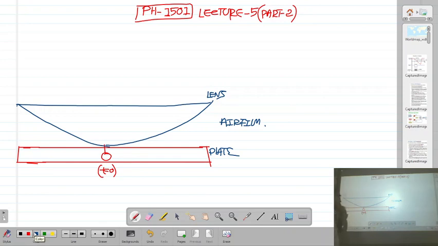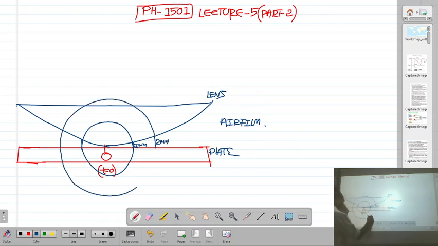I also explained that the points of equal thickness form a circle. If you connect the points of 1 mm thickness, they will form one circle. If you connect the points of 2 mm thickness, they will form another circle. So for the points situated at equal distance from the center, the thickness of the air film is constant.